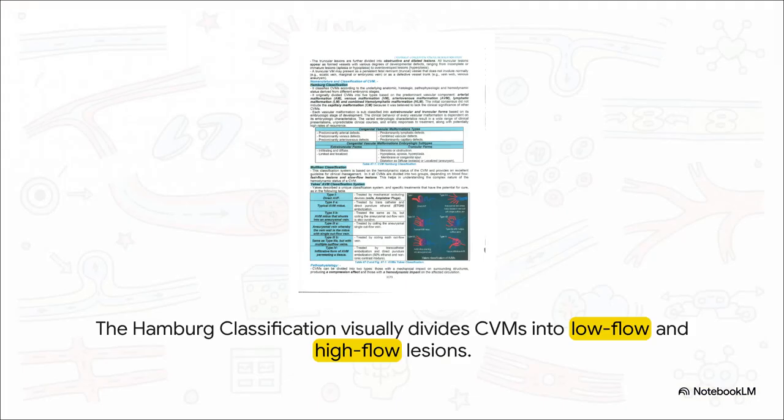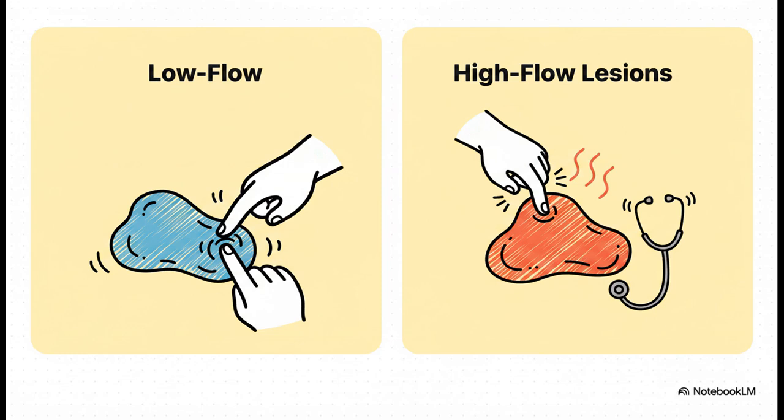Now, the system we all use for this is called the Hamburg classification. It's a way of organizing CVMs based on their blood flow, basically separating them into those two big buckets, low flow and high flow. This isn't just some academic thing. It's the clinical framework that's going to guide every single one of your next moves. And this just lays out the difference perfectly.